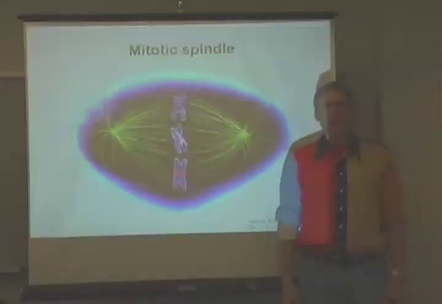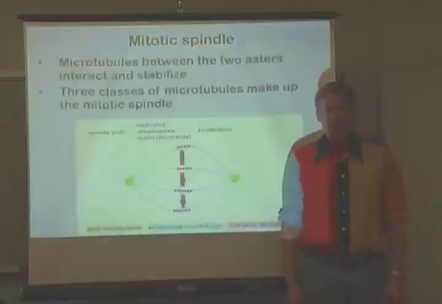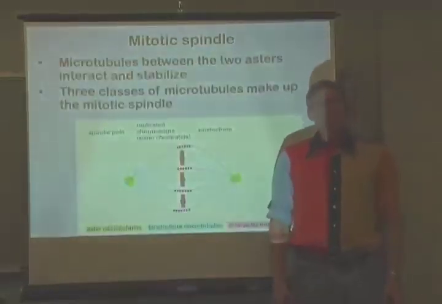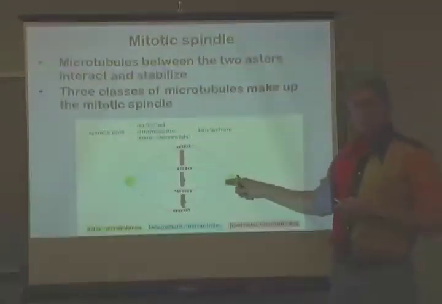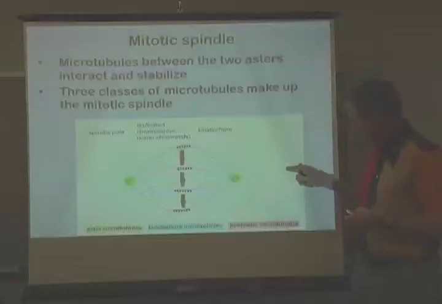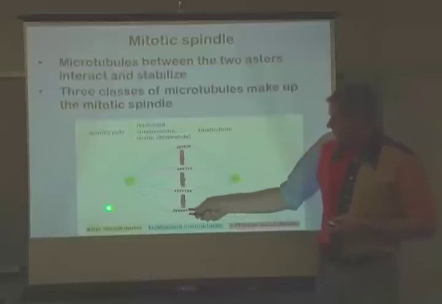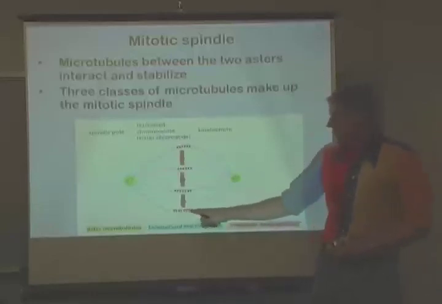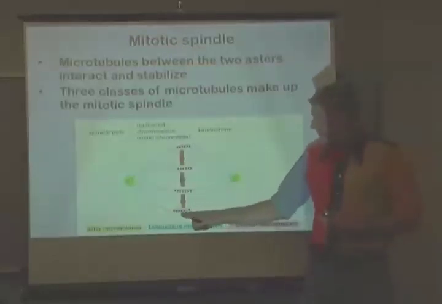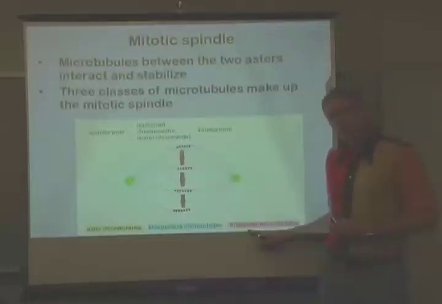All right, let's talk about the mitotic spindle now. Now that we understand microtubules. Microtubules form from the centrosome and radiate from the centrosome out to the cell cortex. These are called the aster microtubules, right here. Microtubules from the two microtubule organizing centers interact and stabilize, and these are called interpolar microtubules. Okay, that's these purple ones.